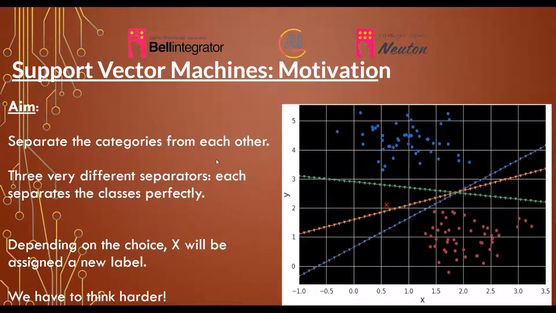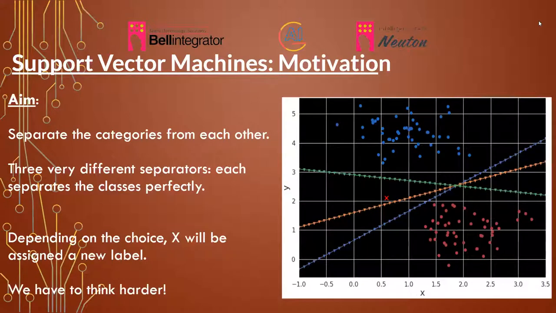Yes, the line has to be equidistant from both classes. That's a very good point. Thank you very much for saying that. So depending on the choice, X will be assigned a new label, which really does not work for us, does it? And so we have to think harder.